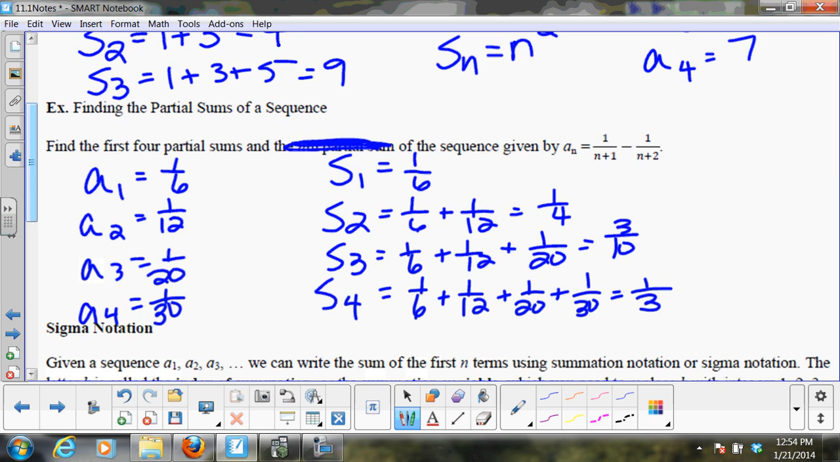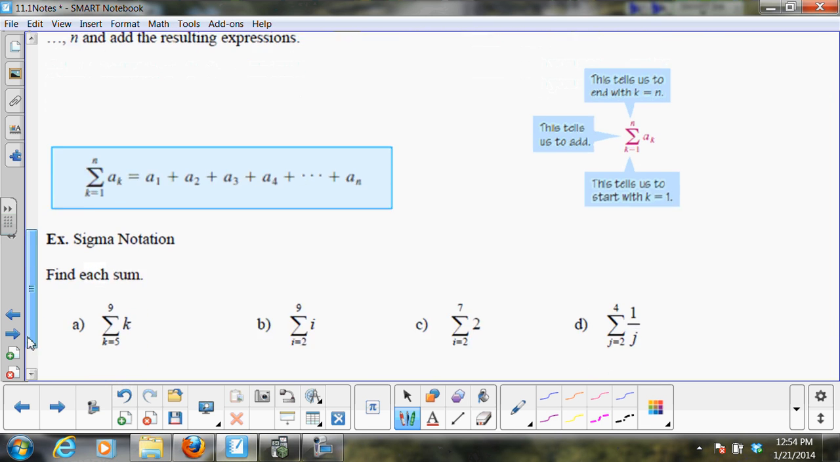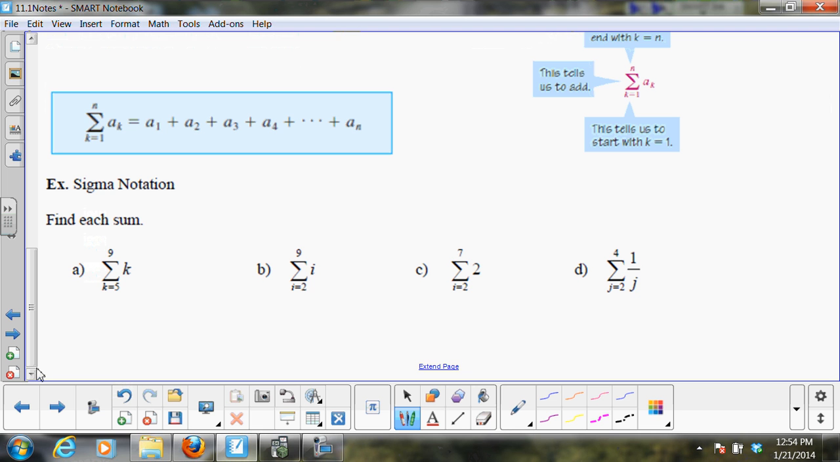Sigma notation is the next thing. That's when you use the sigma. The bottom number is where you begin, the top number is where you end. You add up how many terms they're asking about. So for this first one, we'd be adding 5 plus 6 plus 7 plus 8 plus 9, giving us 35.